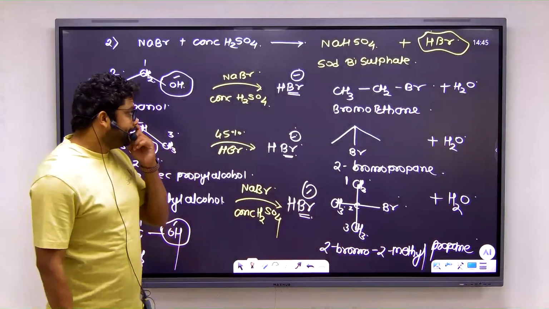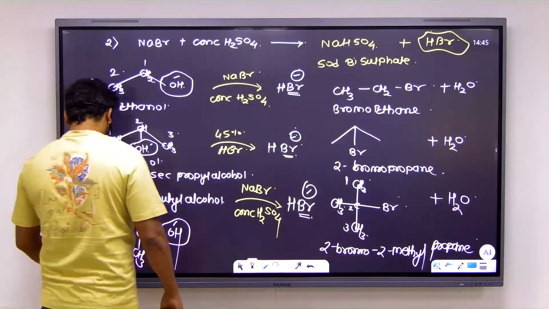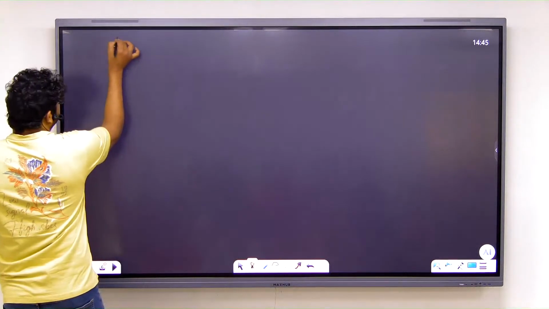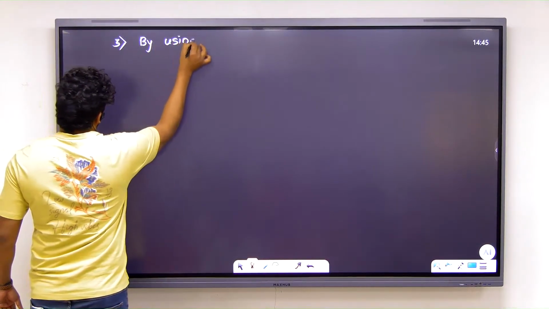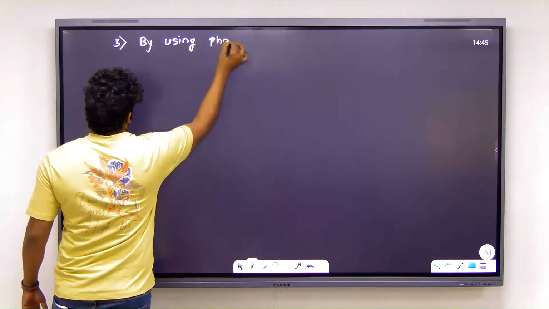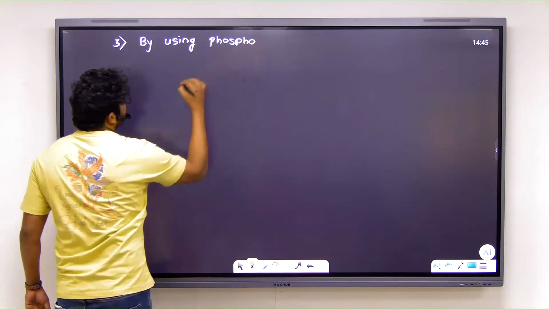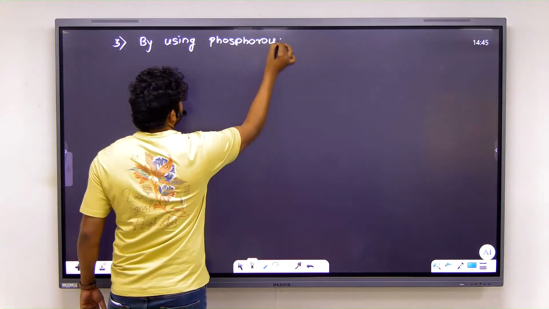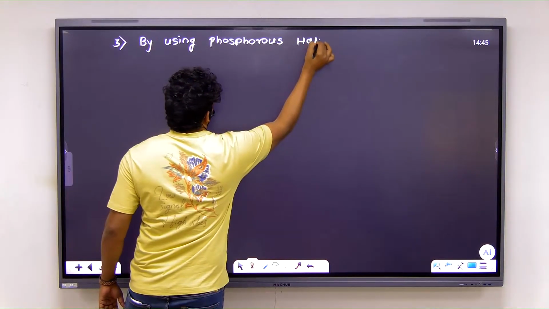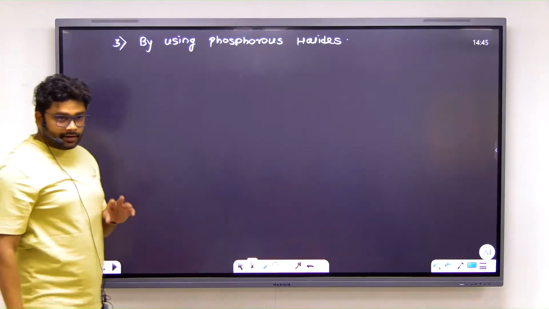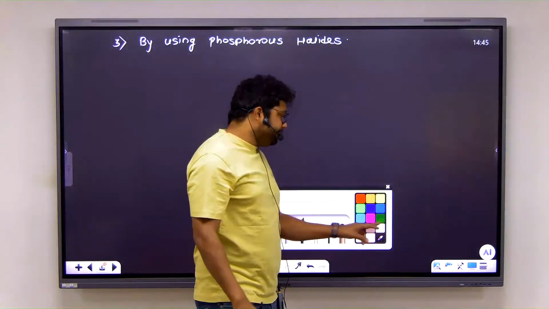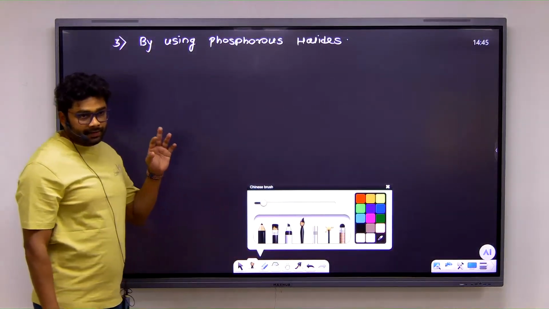So this is another reaction, the third reaction, using phosphorus halides. What is that? Try to understand, guys. Stop writing. What do we mean by phosphorus halide?